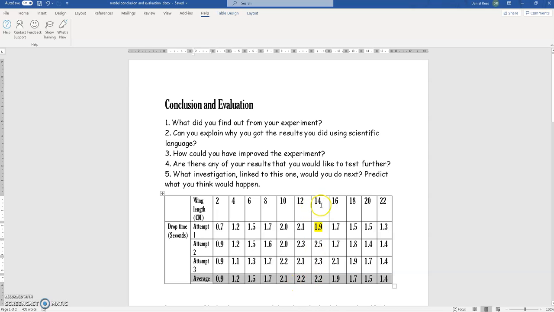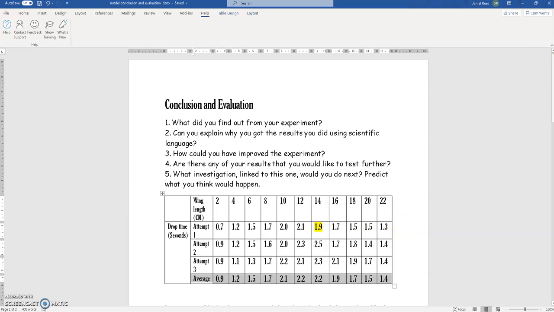Around 12 to 14 centimeters was when it was its longest to fall. Both of these averages were 2.2 seconds, and then it goes down again into a shorter time. The best time out of all of them was at 14 centimeters, which was 2.5 seconds. But both of these two are pretty much good wing lengths. Now the reason I've got this highlighted is because I'll discuss that later, but it's something I would like to maybe investigate a little bit further.